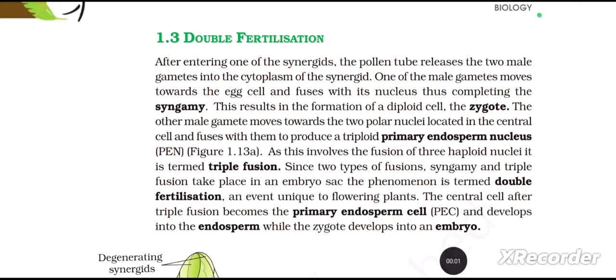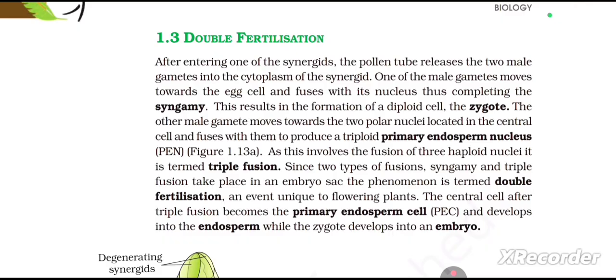Double fertilization. After entering one of the synergids, the pollen tube releases the two male gametes into the cytoplasm of the synergid. One of the male gametes moves towards the egg cell and fuses with its nucleus, thus completing the syngamy.